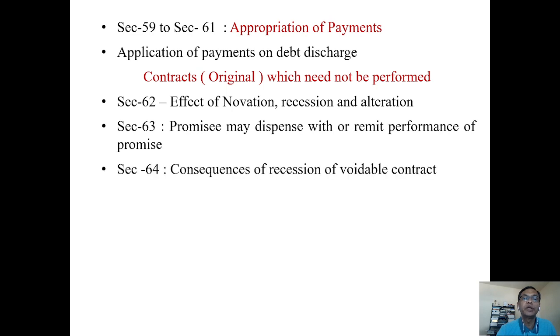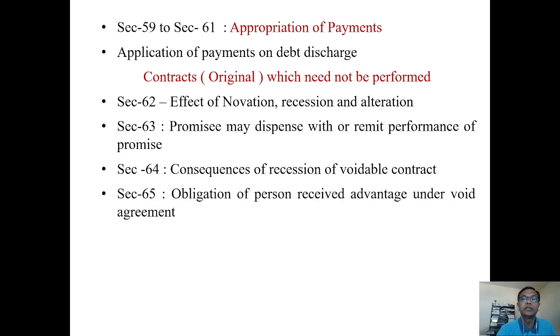Section 63: the promisee may dispense with or remit performance of the promise. It means I am the owner and you have promised me to make something. I am the promisee and you are the promiser. I can excuse you, saying there is no need to perform the promise. Or I can accept the promise partly, and for the rest say your performance is complete. Yes, I can declare it.